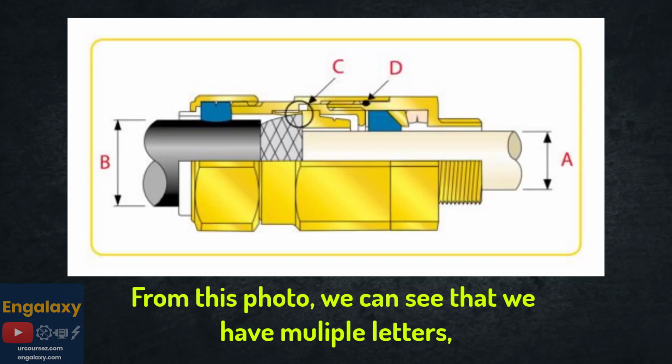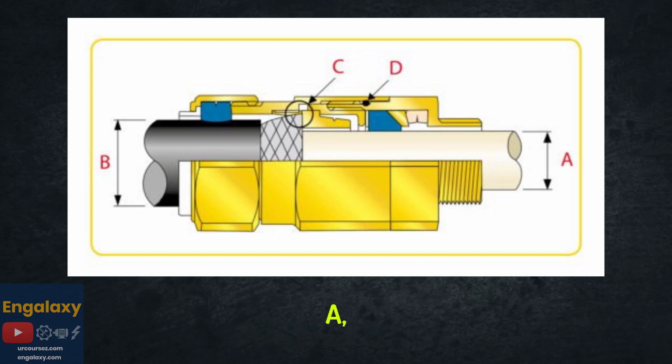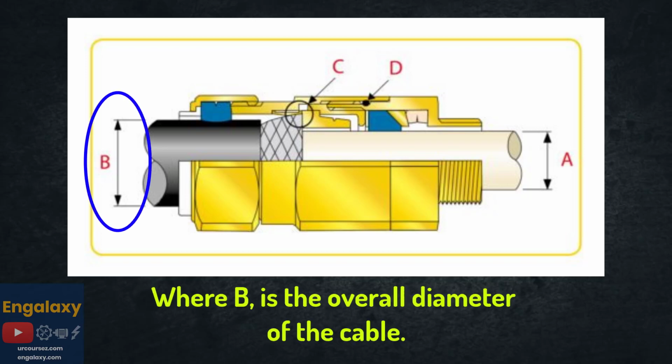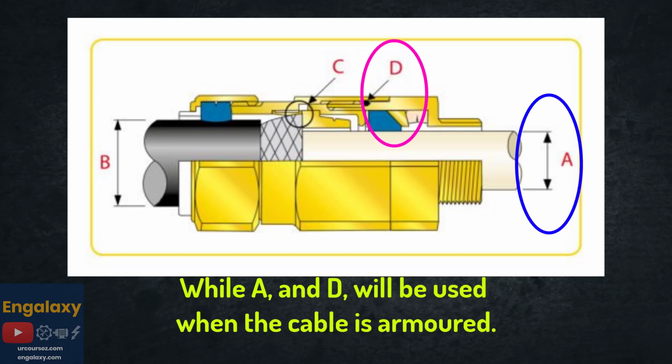In the photo, we can see that we have multiple letters: A, B, C, D, where B is the overall diameter of the cable, while A and D will be used when the cable is armored.